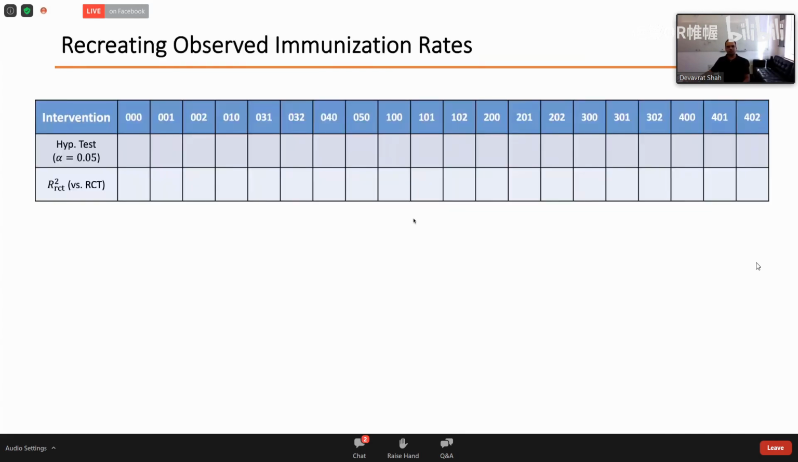Okay, so here is a quick summary of these things. What this table is showing is, for different interventions across villages, we're trying to understand whether we can verify the hypothesis tests that we have. And if we do, we don't reject the null. Under that case, what is the best policy recommendation that we have versus the randomized control?